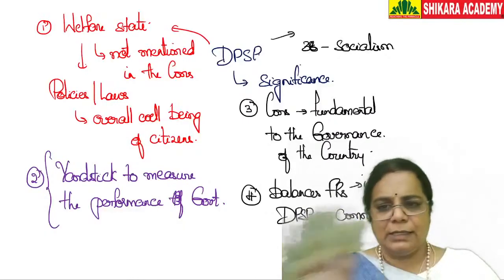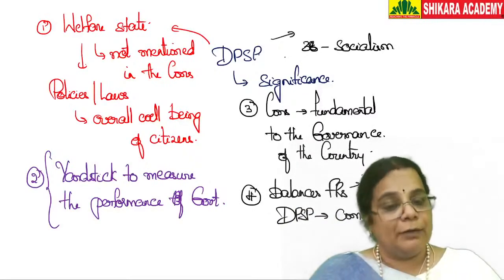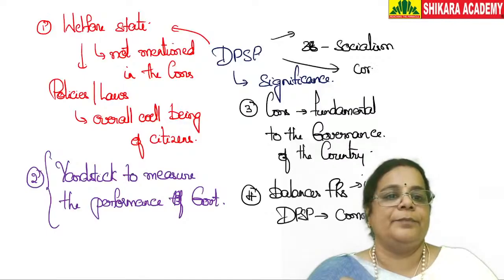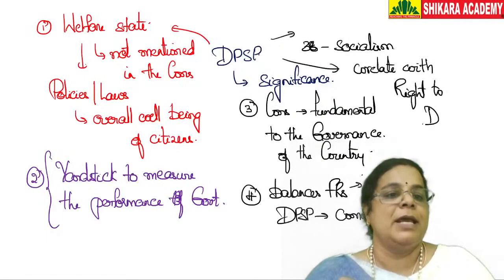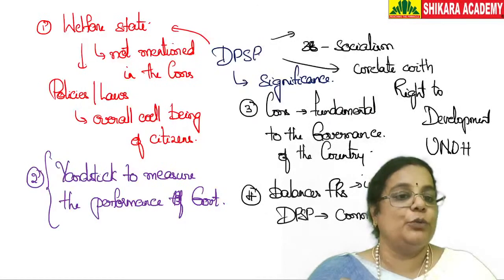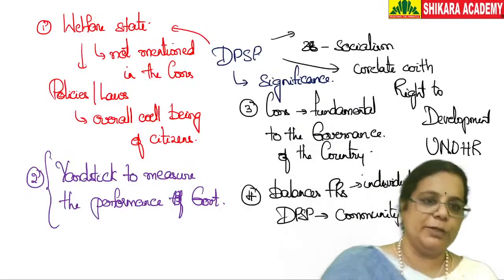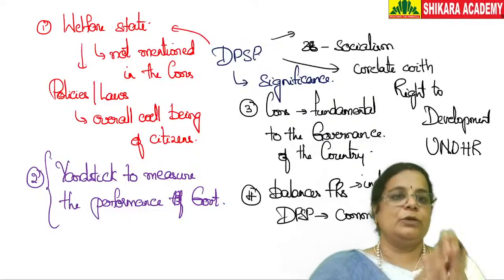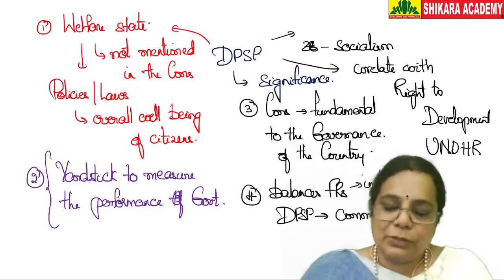So, these are the most important reasons or significance of DPSP. Apart from this, please remember they also correlate with the right to development. This is given under the United Nations Declaration of Human Rights. In the UNDHR, United Nations Declaration of Human Rights, you have 30 rights. One of the rights correlates with this, that is right to development. This is the reason why DPSPs are extremely important.